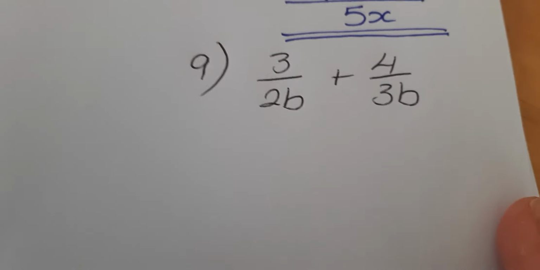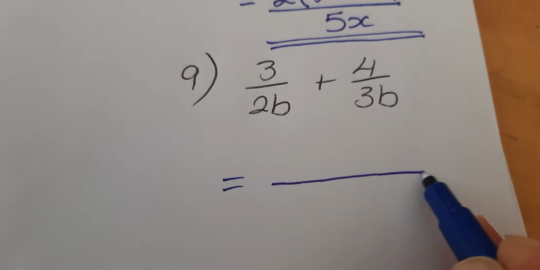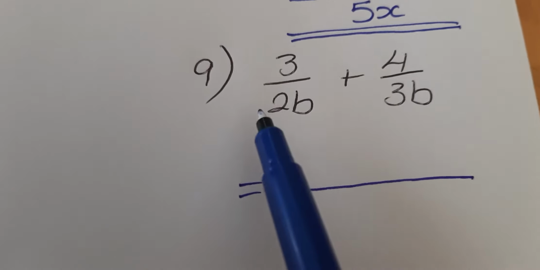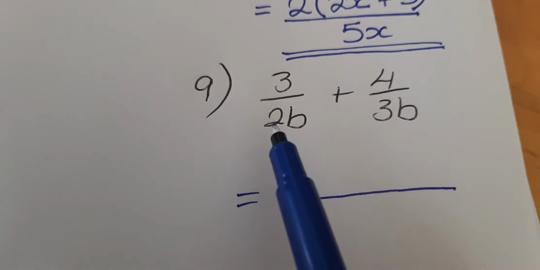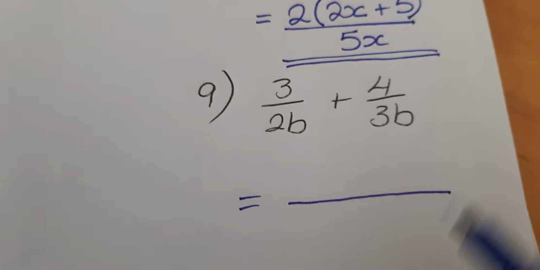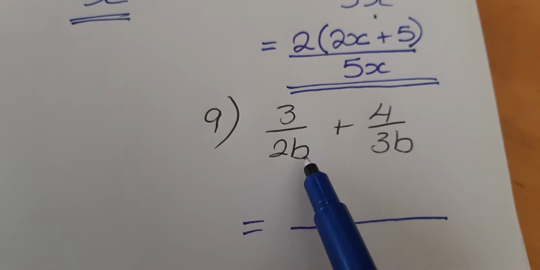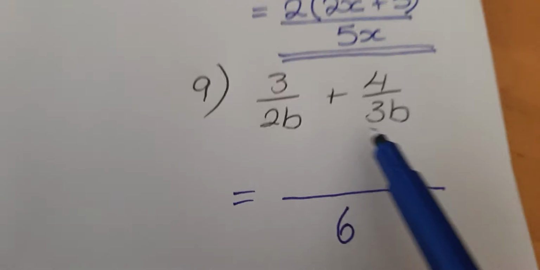Number 9. We're looking at the denominators again. The lowest common denominator, well, we look at the numbers first. 2 and 3. The lowest common denominator between 2 and 3, the lowest common multiple, will be 6. They both go into 6. We have b here and b here. So that's exactly the same.